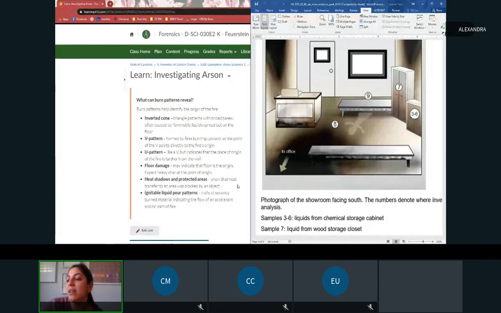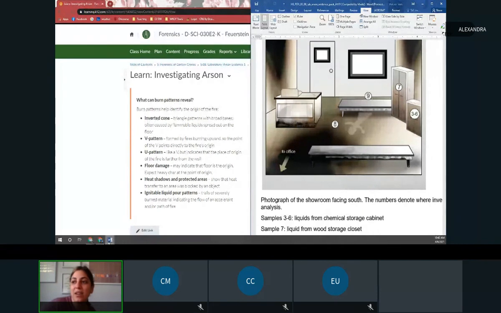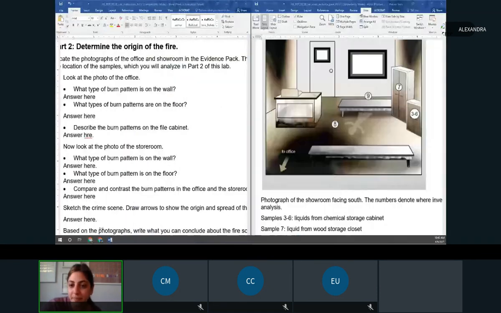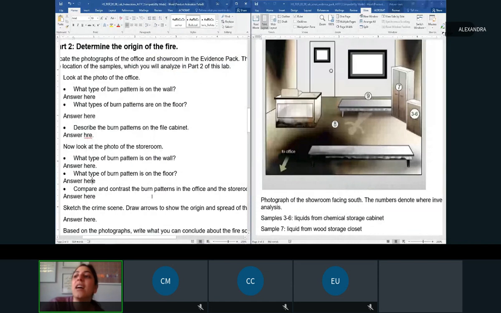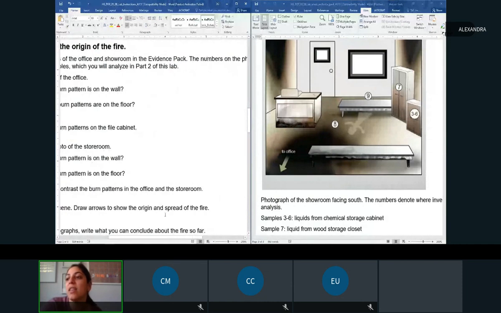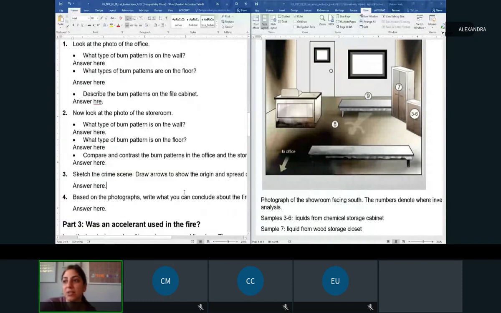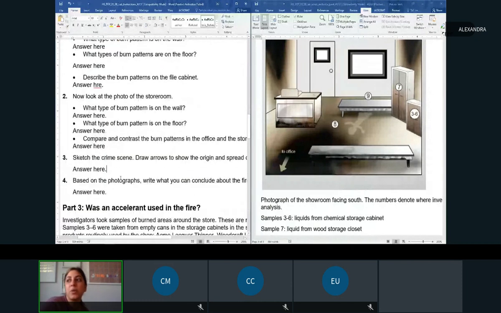And so we're comparing the patterns and what those patterns might tell us. So why don't you guys take a second and answer these questions, and then draw arrows to show the origin and spread of the fire. So thinking about how you think the fire spread, and then answering based on the photographs, write what you can conclude about the fire so far. So yes, go ahead, Alina.